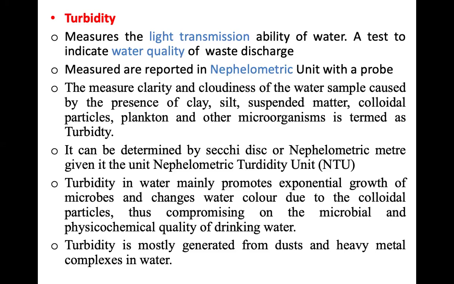Turbidity. When we talk about turbidity, we are talking about the amount of suspended matter in water that can also change the color. If you have a given water body and it's colored, then it means the light transmission ability of the water is also affected. And this gives an indication of water that is polluted. Now, the unit for determining turbidity is the nephelometric turbidity unit, with the nephelometric turbidity probe. This measures the clarity, or otherwise the cloudiness, of water samples given.